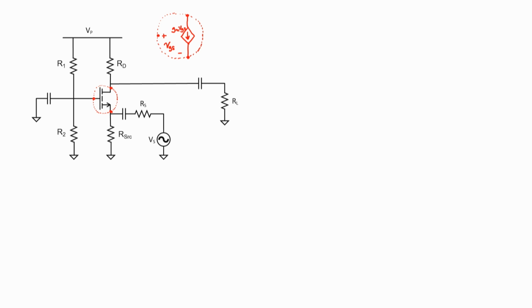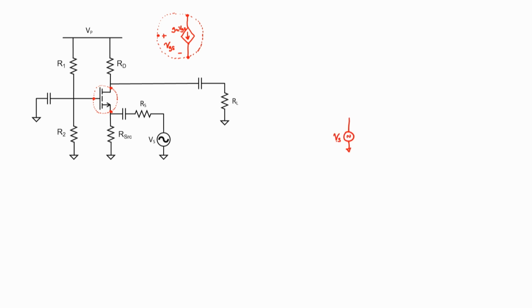What I'm now going to do is to redraw our circuit using our small signal model. Since the gate here leads to an AC ground, I don't really have to do too much on the gate side of the circuit. I only need to draw the right-hand part of the circuit. Let's start with our signal.